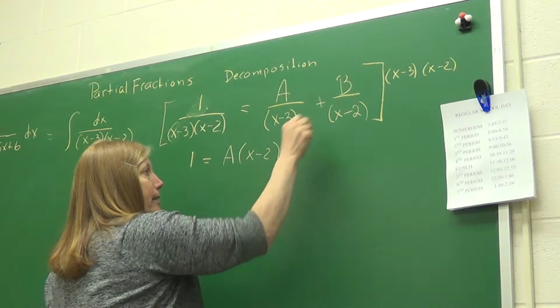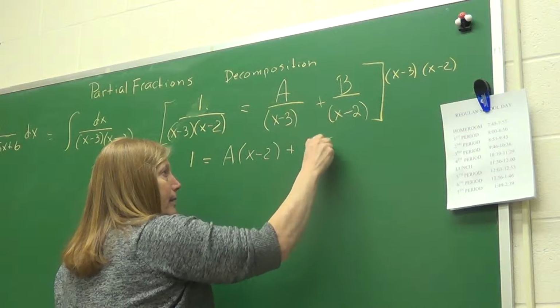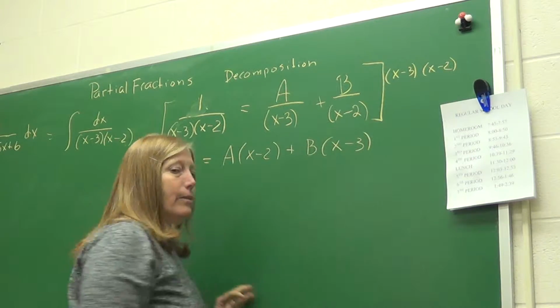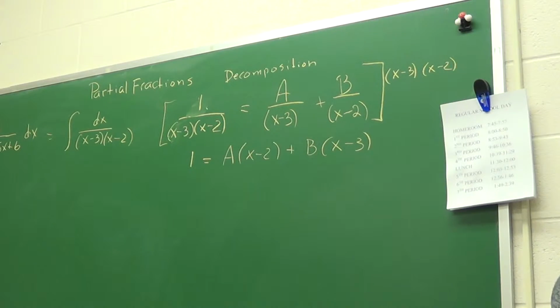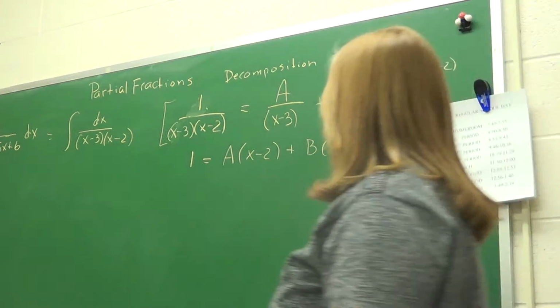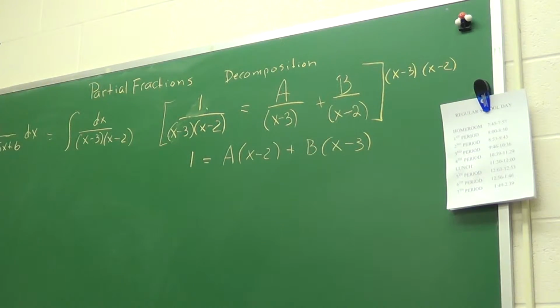And then this times that, B times (x minus 3). All right. Any questions on where that came from? We're just clearing the denominators by multiplying through by the least common denominator.